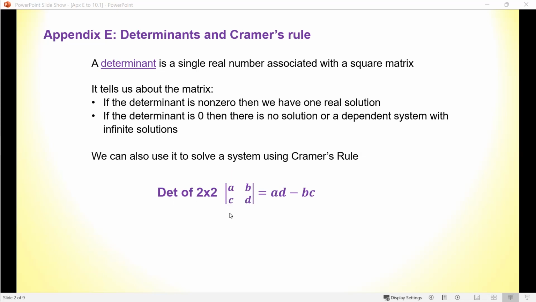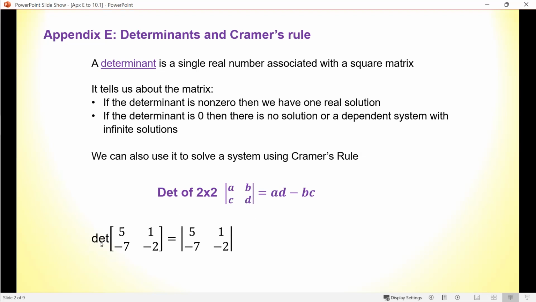Also, notice that these straight lines are actually asking us to take the determinant of this 2x2 matrix. They are very different than the brackets we often use to contain our matrices. Let's do an example with some real numbers here.